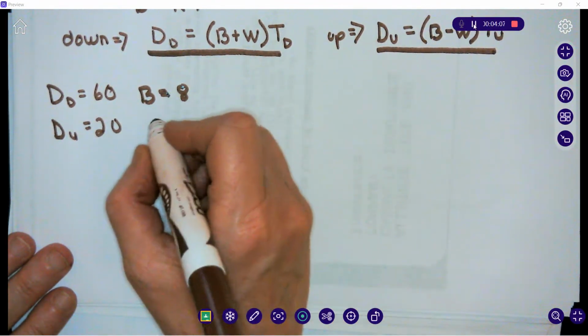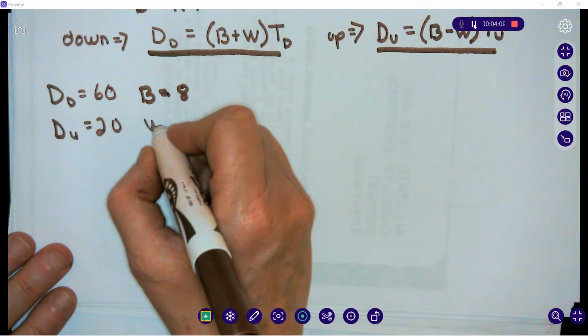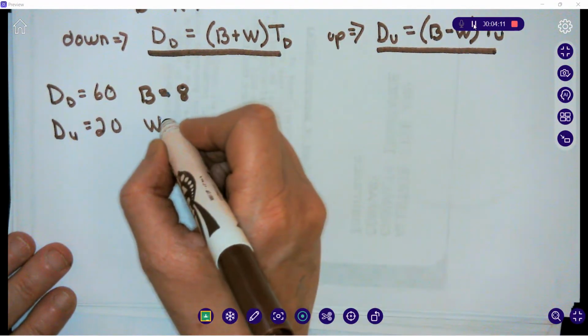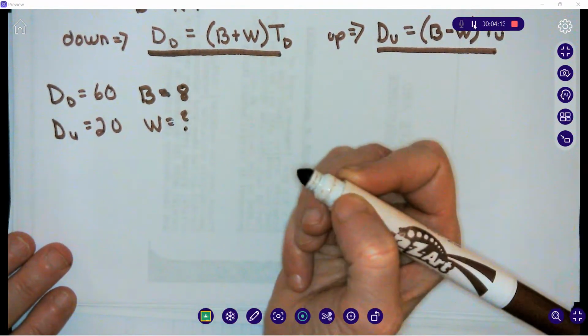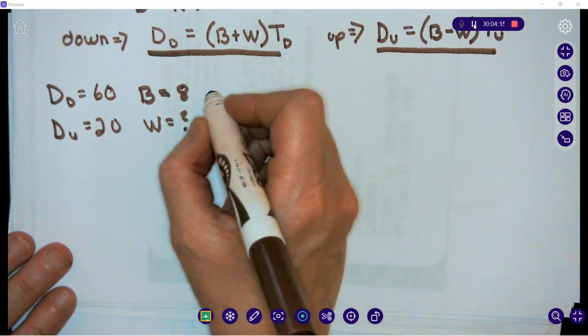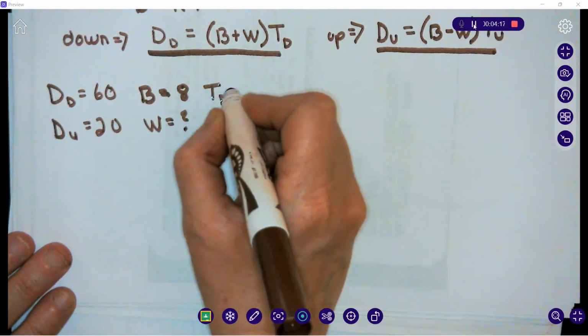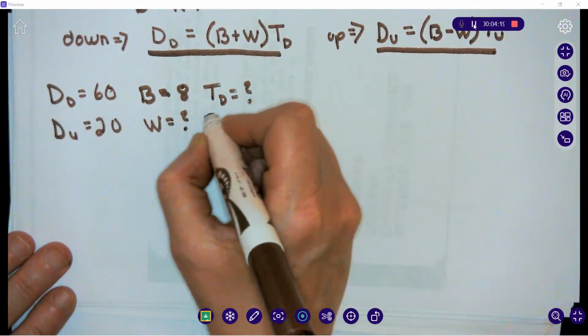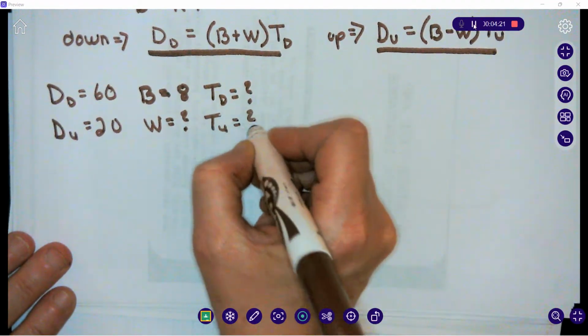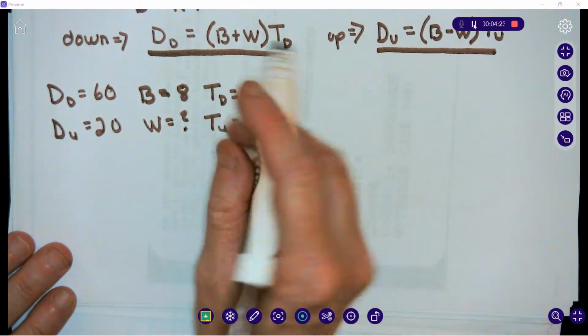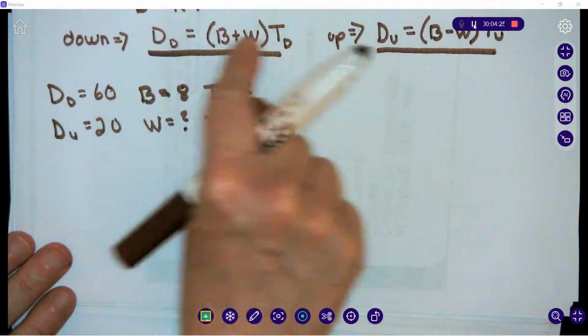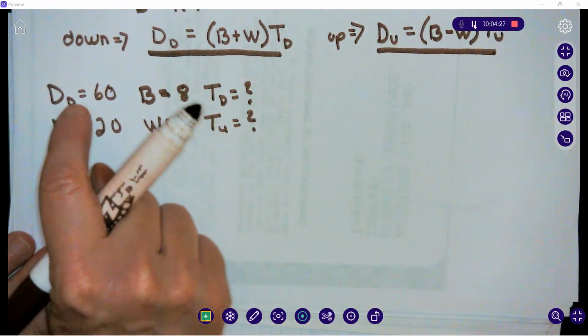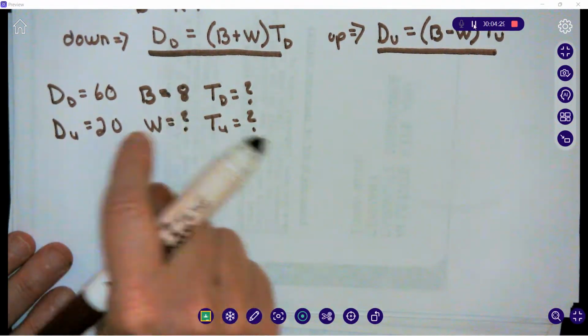Now they want to know the speed of the current, which is W, or water. We need to figure out what the speed of the current was, what the time was that it took them to go downstream, and what the time was that it took them to go upstream. So those are the 6 variables that I was explaining before. In these boat in the river problems, we have the distance upstream and the distance downstream.